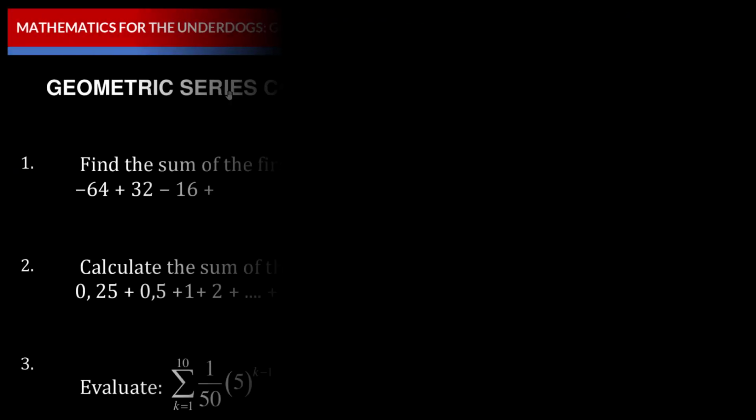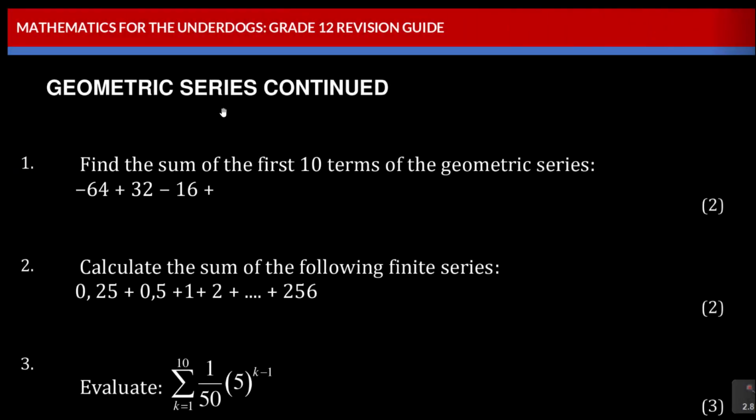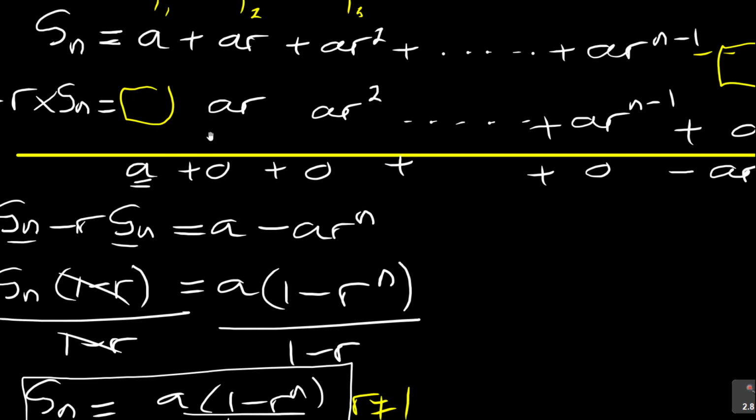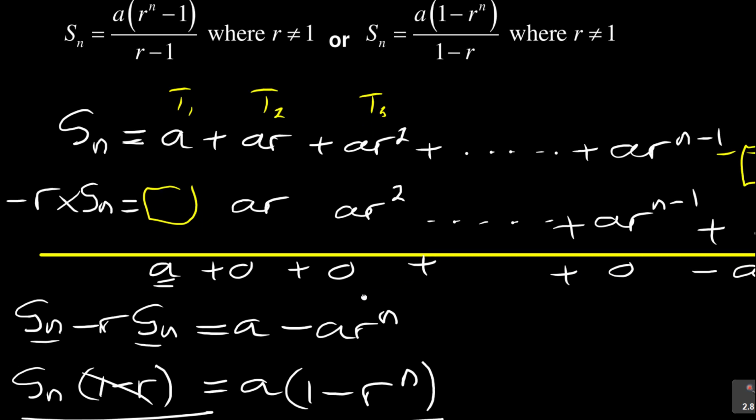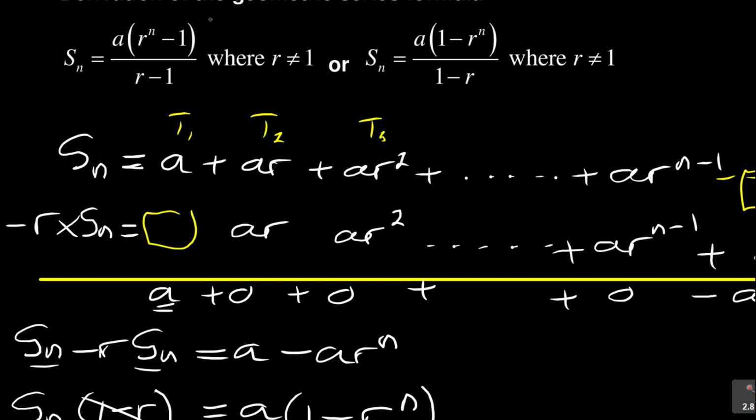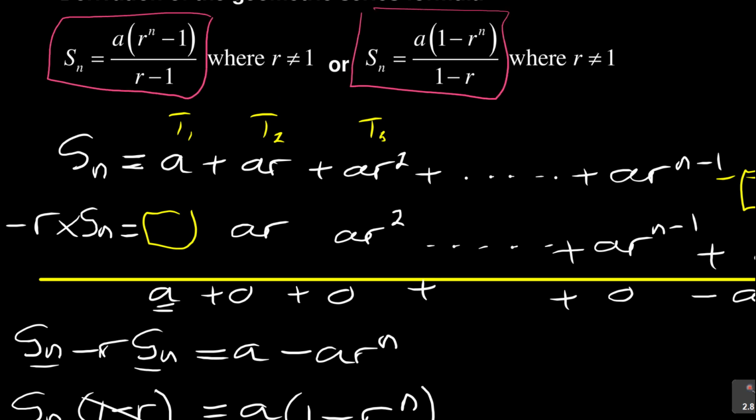In this lesson, we are continuing with our geometric series. In the previous lesson, we looked at the proof. Remember the derivation of the geometric series formula, and we went through how to derive this formula and the condition behind it. It's very important for you to grab hold of the previous video, and in the video before that we did the arithmetic series and how we derive it.